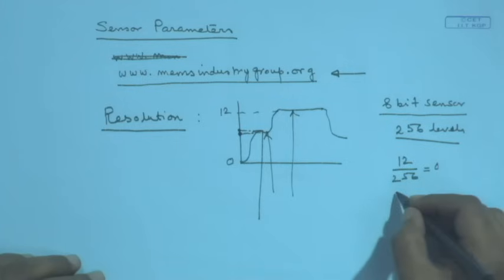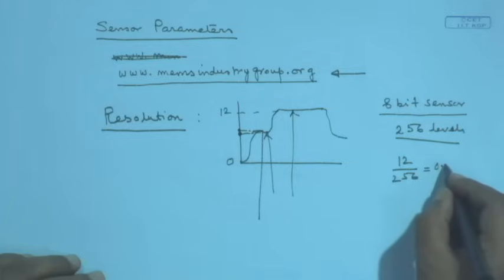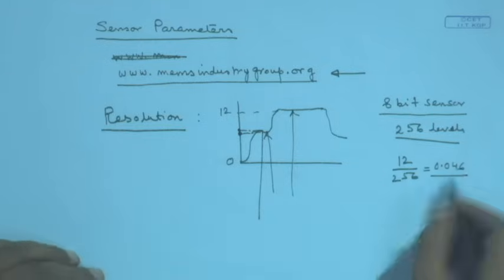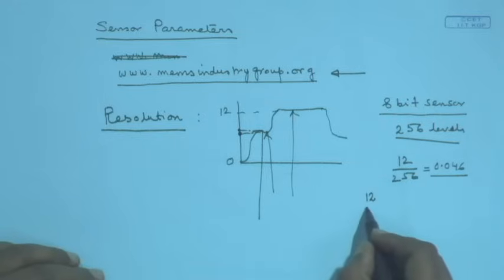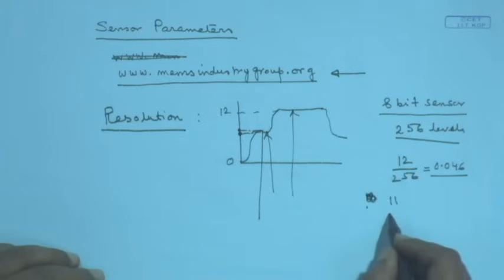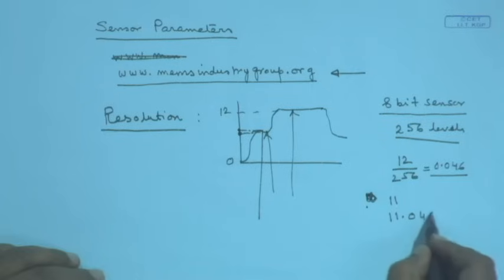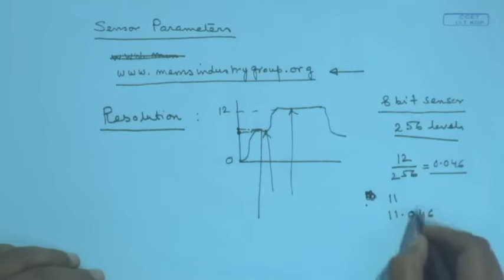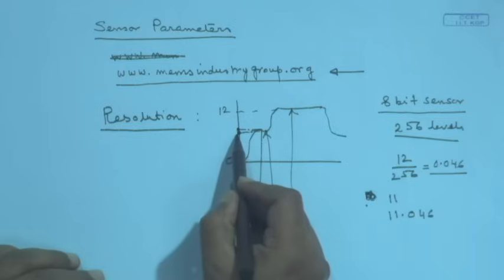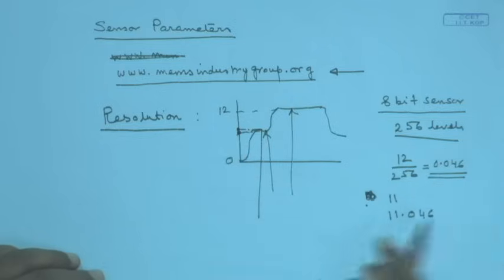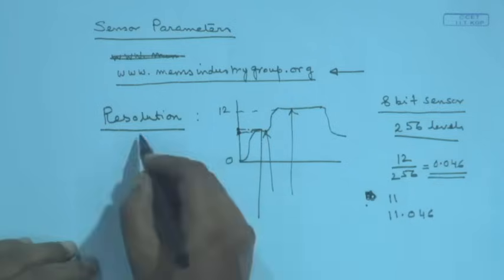0.046, 0.05, right? Yeah, so 0.046. So, I can distinguish between these voltages, say between 11 and 11.046 volts. If two voltages are closer than 0.046, I cannot capture it. So, that is what resolution is.